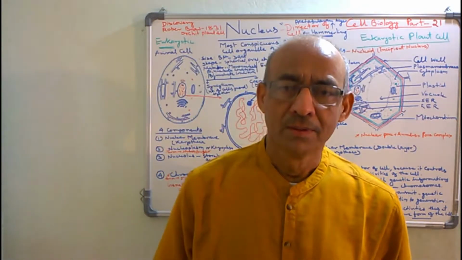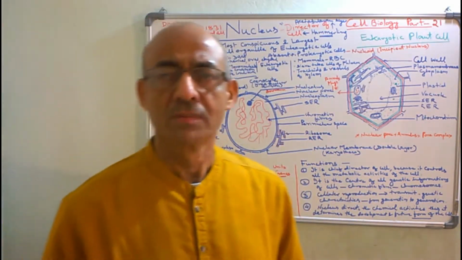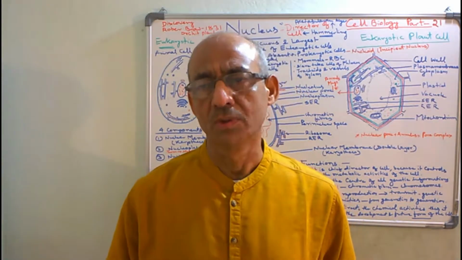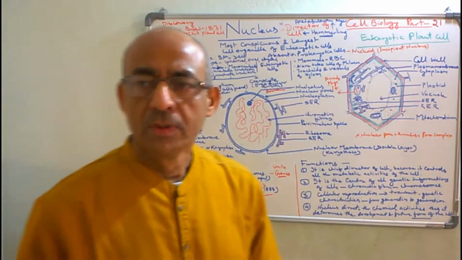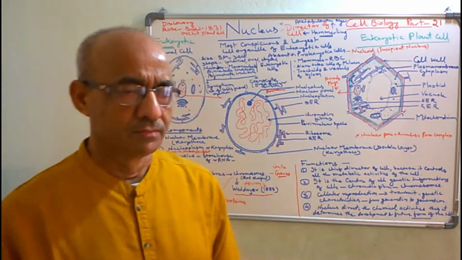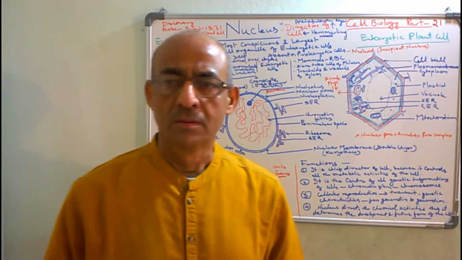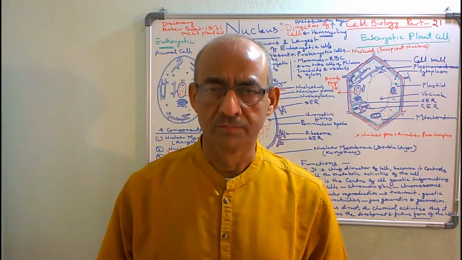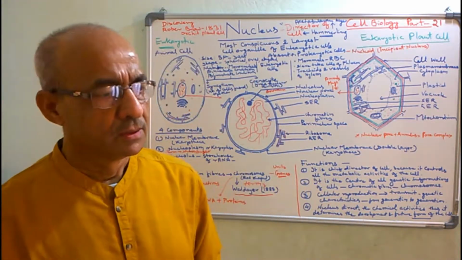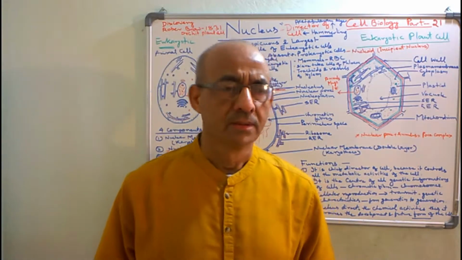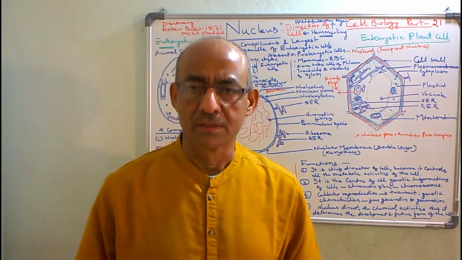Today, in this session, we are going to discuss one of the very important cell organelles of eukaryotic cells, that is the nucleus. Nucleus is mostly found in all of the eukaryotic cells, and it is very prominent, conspicuous and the largest cell organelle of eukaryotic cells.